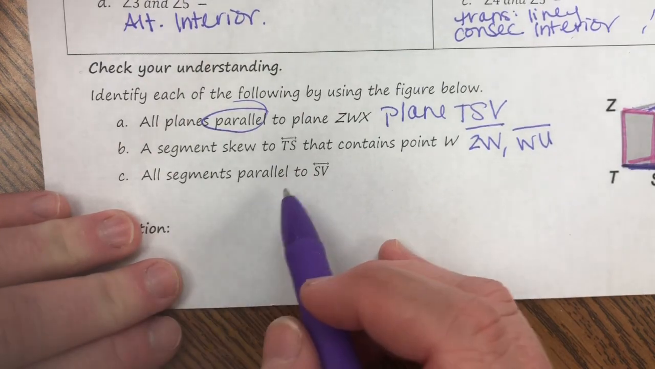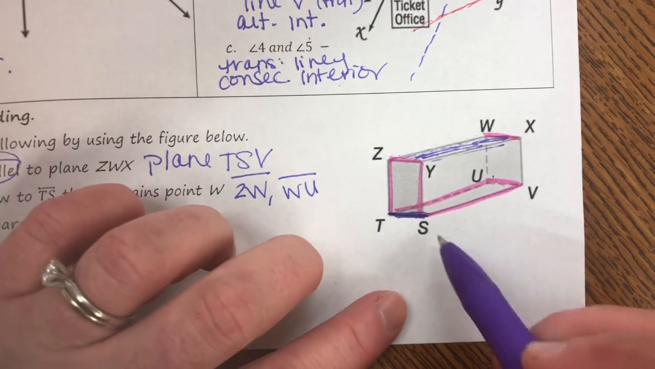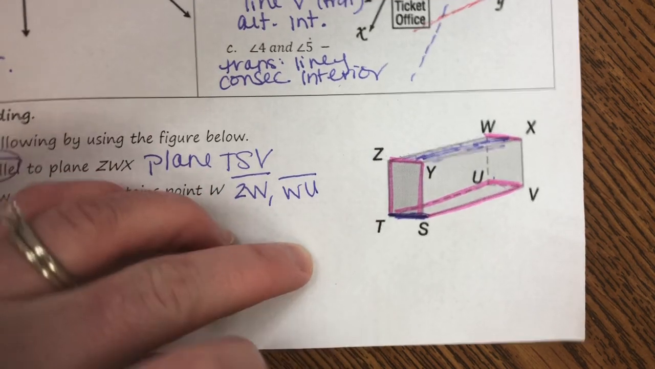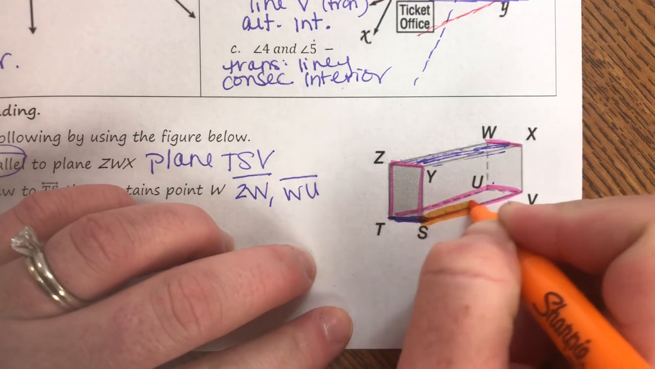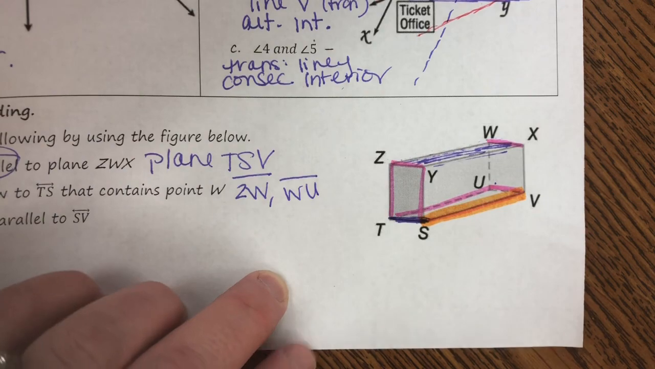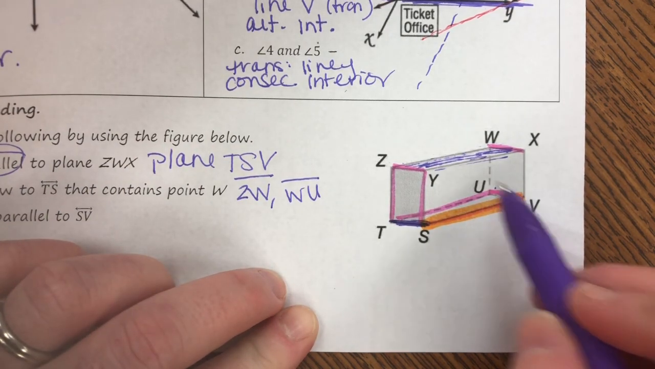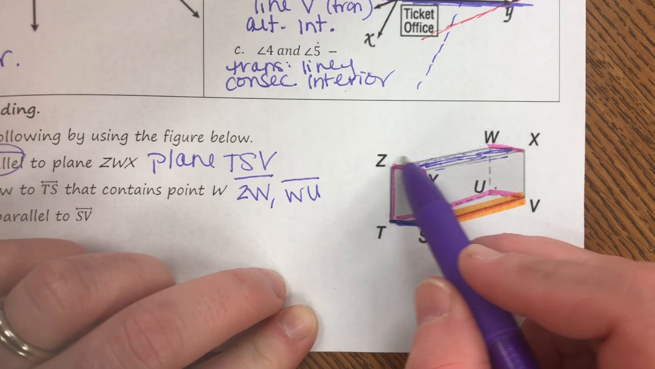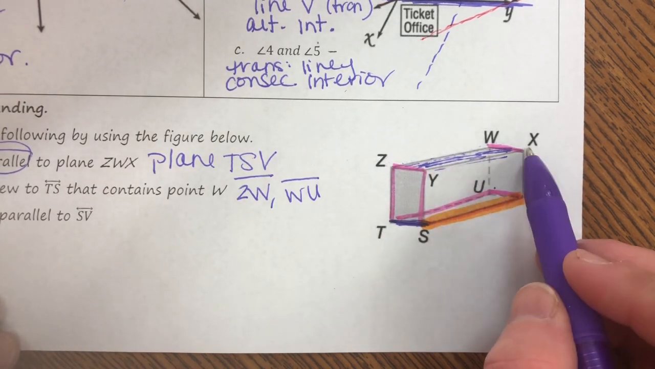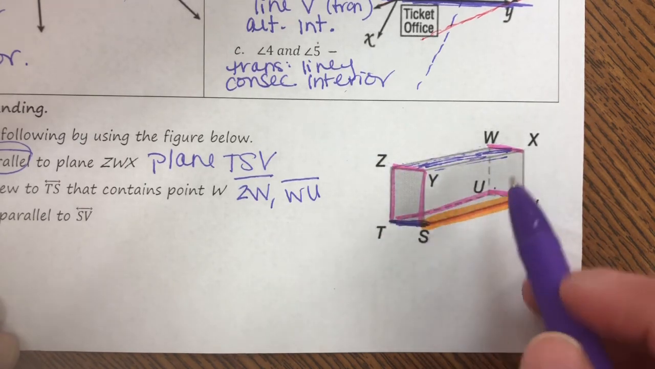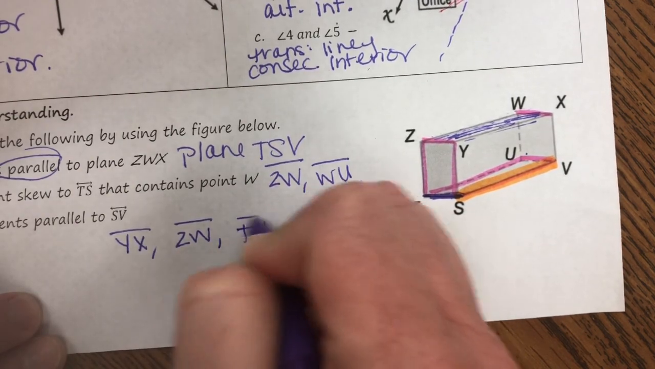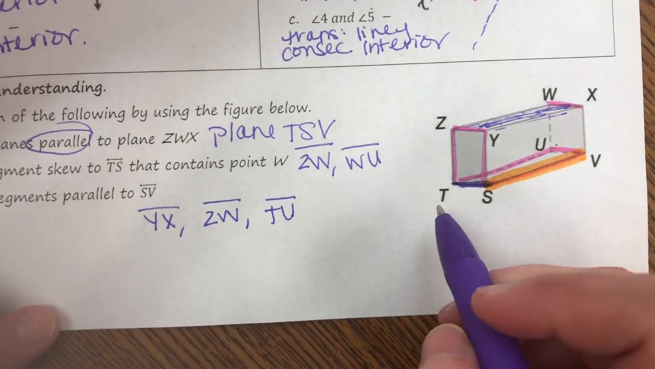And then finally, all segments parallel to line SV. SV, here, can I highlight it in? I had all my hair. I'll try and do it orange. SV is this guy right here, this line across the bottom. So we want to find all the line segments parallel to that, right? Well, here's the bottom. So this guy up top, and this guy down here on the bottom that goes around the back. We can't see it. So YX, ZW, and TU. YX, ZW, TU. Those lines are parallel to this guy.